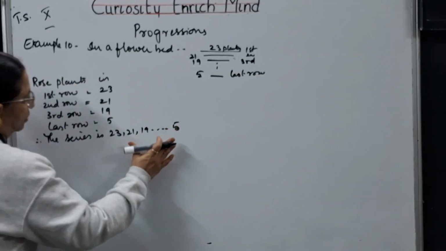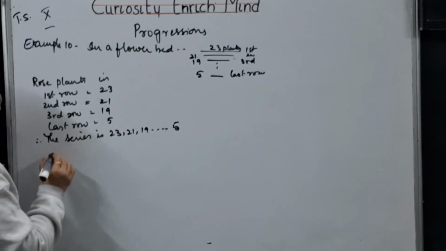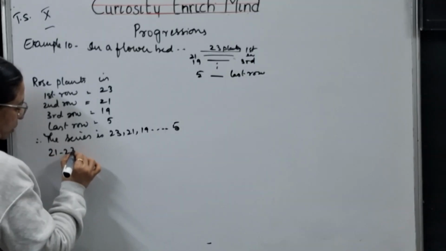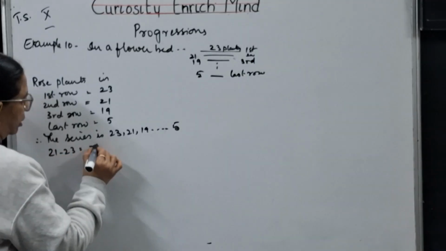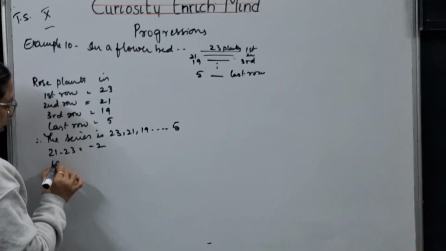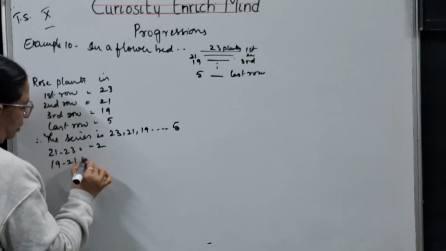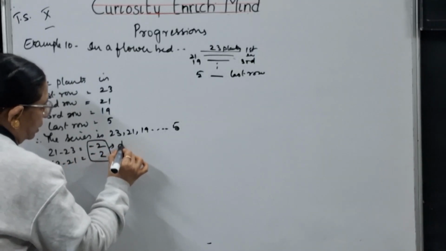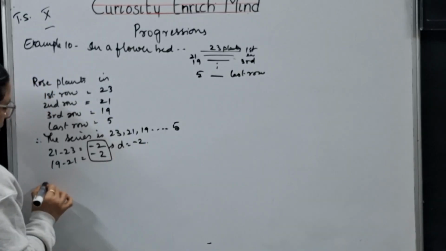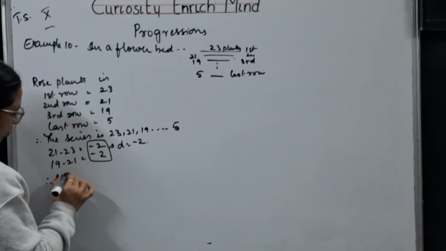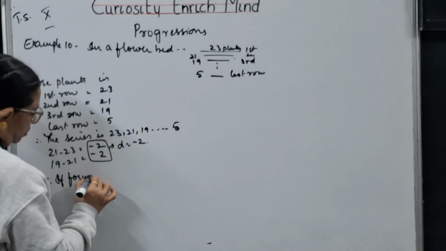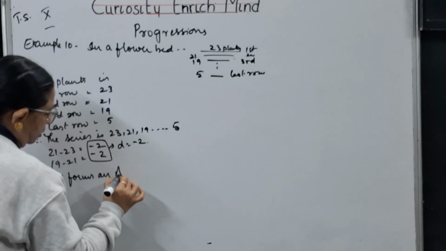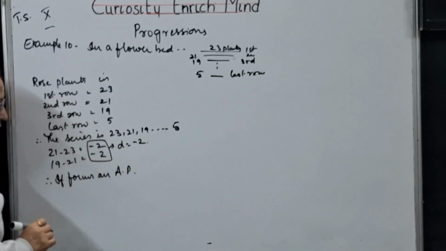So first let us see whether it is in AP or not. 21 minus 23. How much are you getting? Minus 2. 19 minus 21, this is also minus 2. That means you are getting d is equal to minus 2. Therefore, it forms an AP. You have understood that it is in AP.